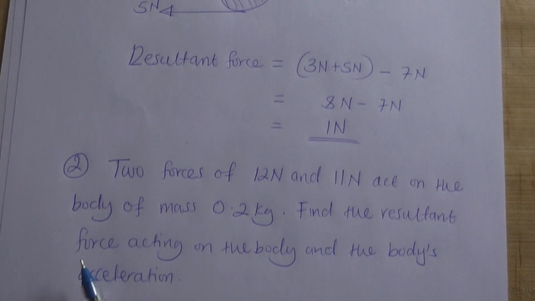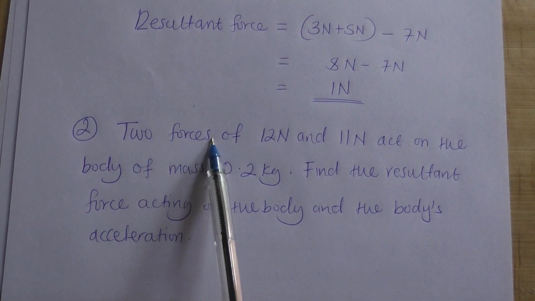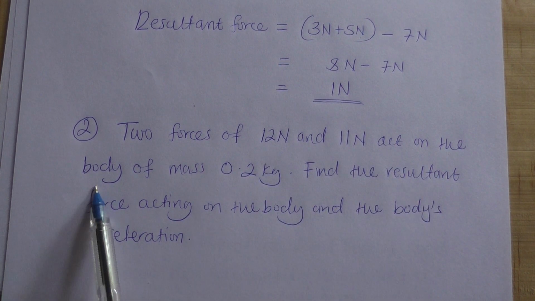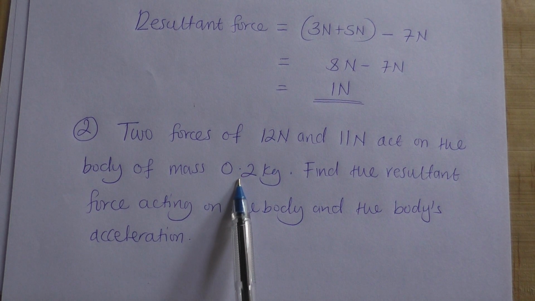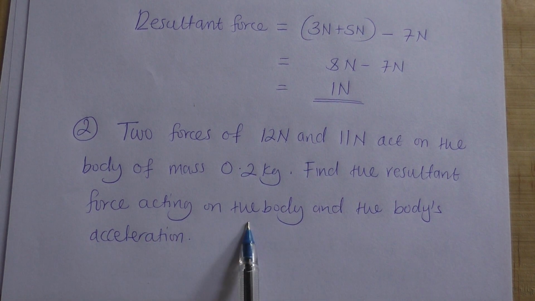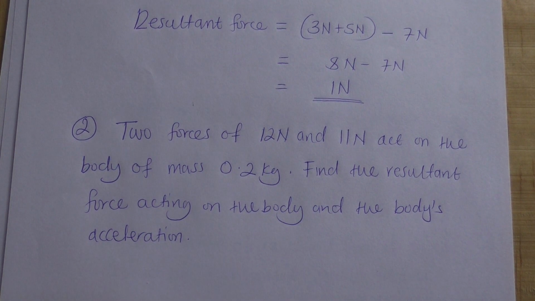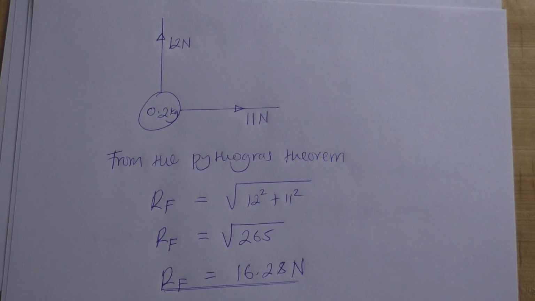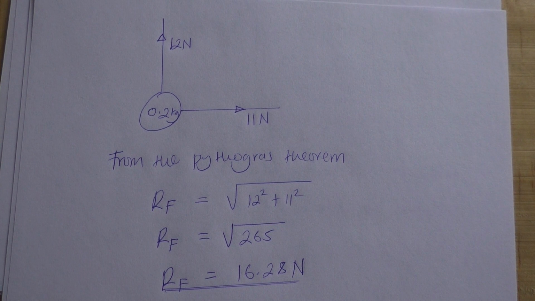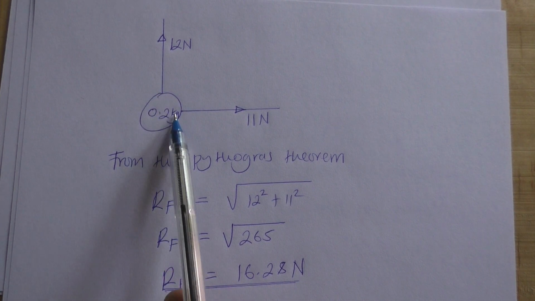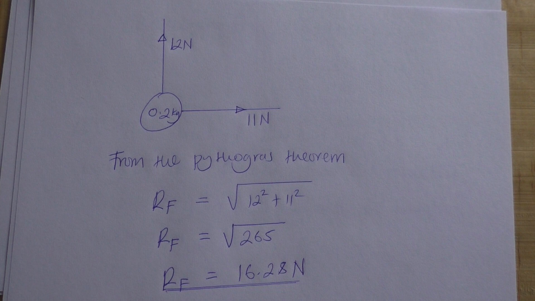In our example 2, we are given 2 forces of 12 Newton and 11 Newton acting on a body of mass 0.2 kilograms. We are supposed to find the resultant force acting on the body and the body's acceleration. And this is our body of 0.2 kilograms, and these are the 2 forces acting on it. We have the vertical force of 12 newtons and the horizontal force of 11 newtons.